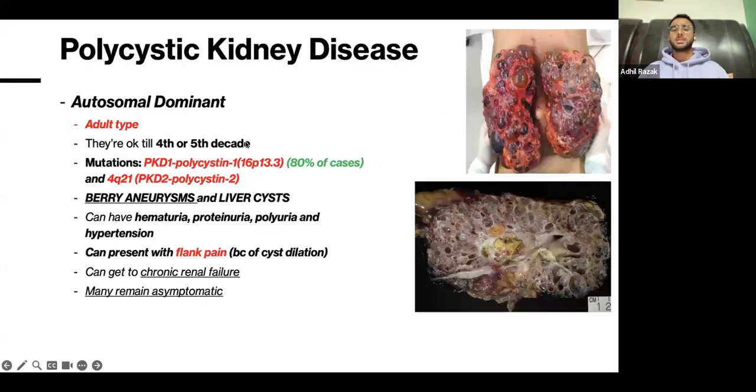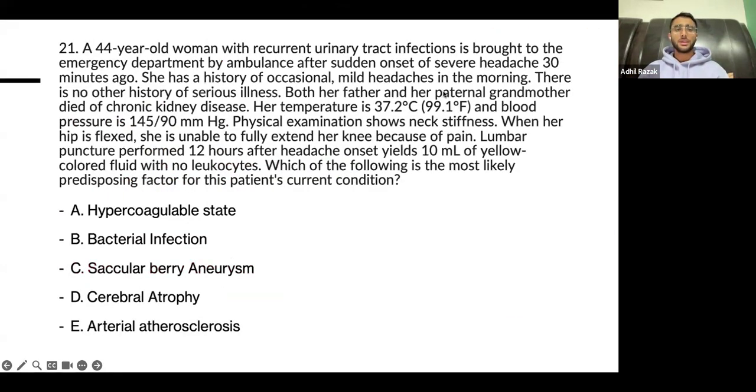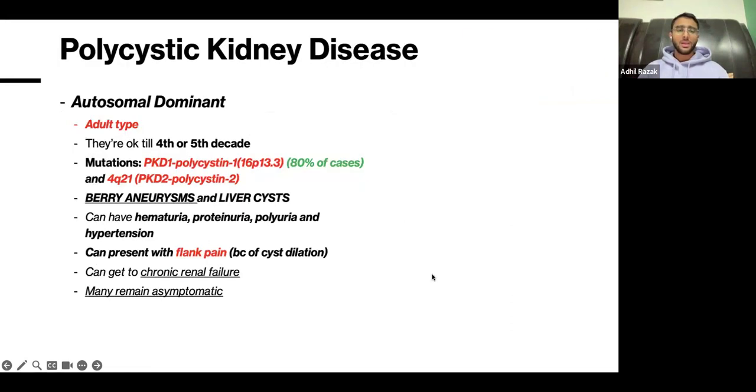So let's put these things together. Polycystic kidney disease, autosomal dominant, is what you see in adults. They're usually okay till the fourth or fifth decade. For example, let's say our patient here is in her early 40s. This is where her symptoms started to present, which is why she does not have a history of chronic kidney disease. All she has is recurrent UTI infection. So there's something fishy. And she has occasional mild headaches.